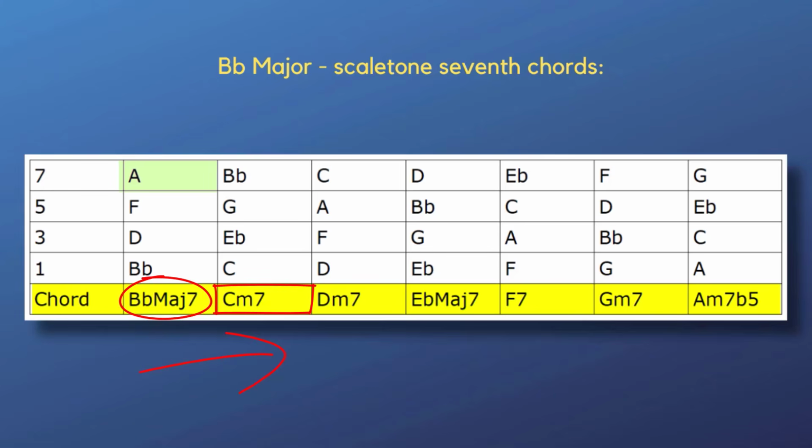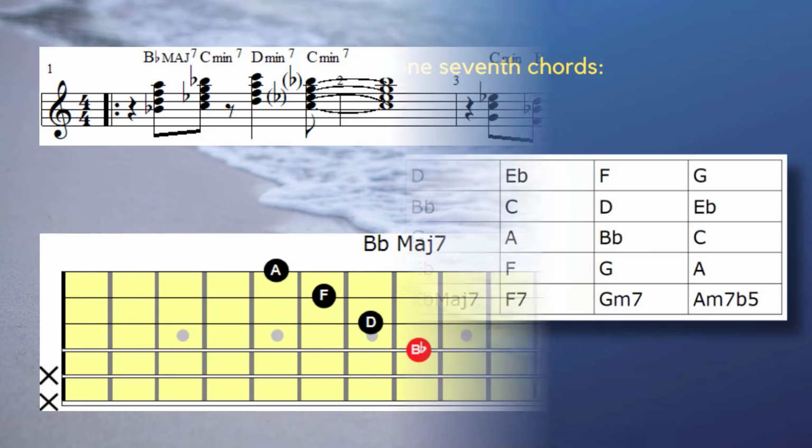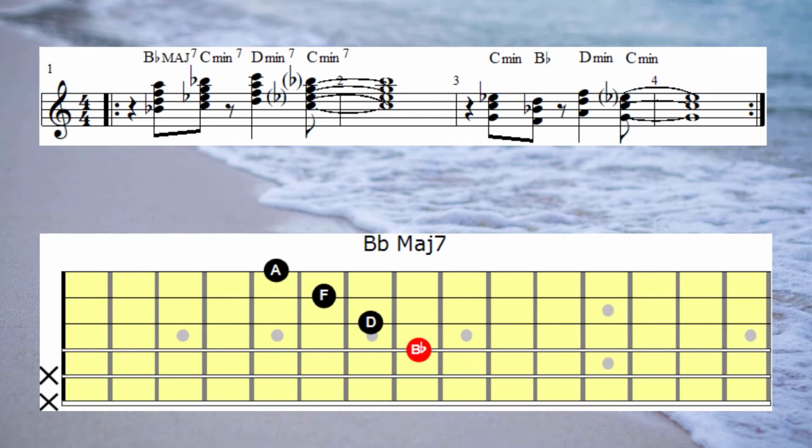And in this example, once again, I'm setting out to achieve this call and response type effect. I'm playing a series of scale tone 7th block chords and answering that with triads.